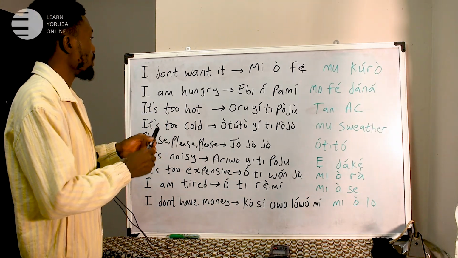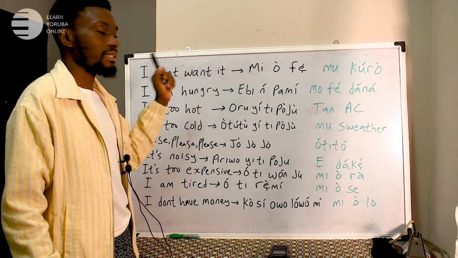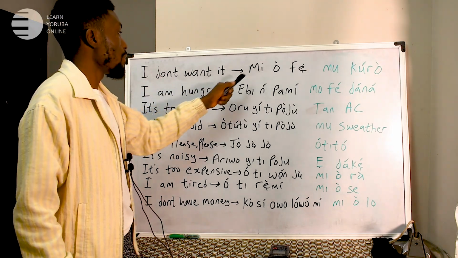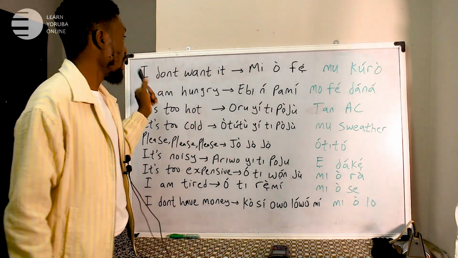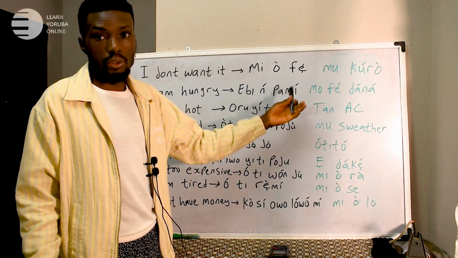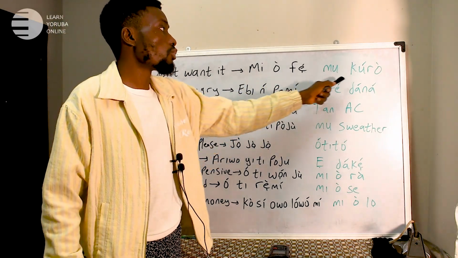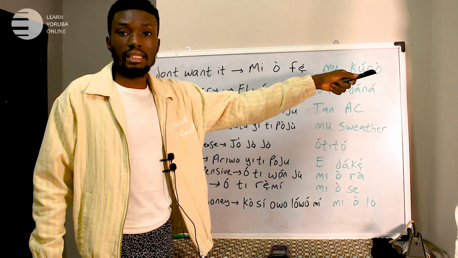First, let's go with I don't want it. I don't want it. Mi o fe. So that is it. I don't want it. Mi o fe. Then you can combine it with mi o fe. Mu kuro. Mu kuro is take it away.